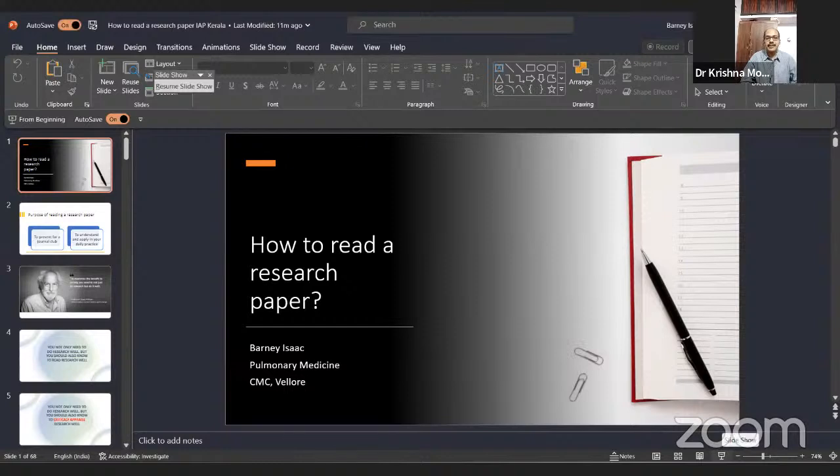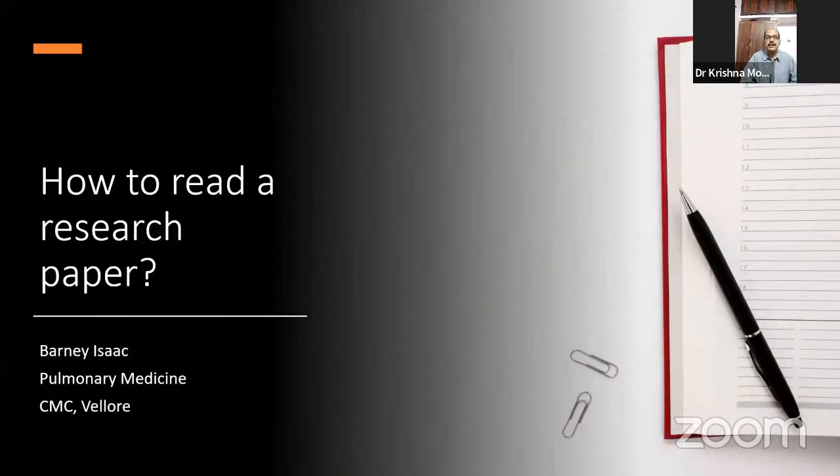Today we are having a little bit different topic from vaccinology. We are having a topic on how to read a research paper. To deal with that topic, we have an excellent faculty, Dr. Barney Isaac, who is the professor, Department of Pulmonary Medicine, CMC Vellore. He is a true product of CMC Vellore. I think he has been in CMC Vellore for the last 25 years or more.